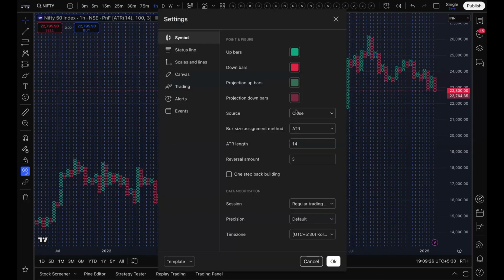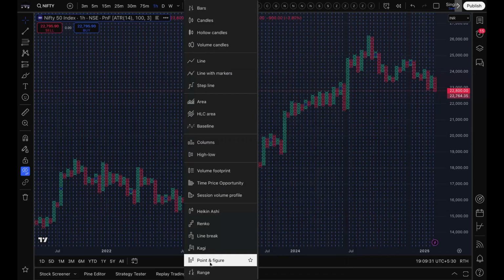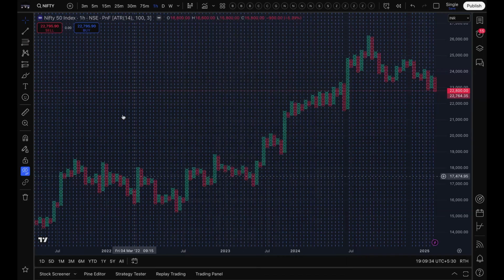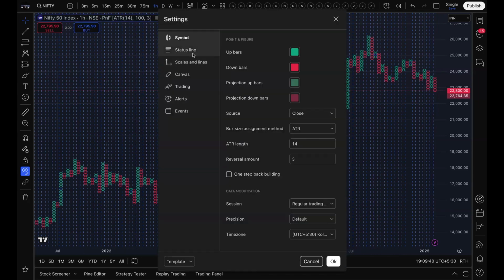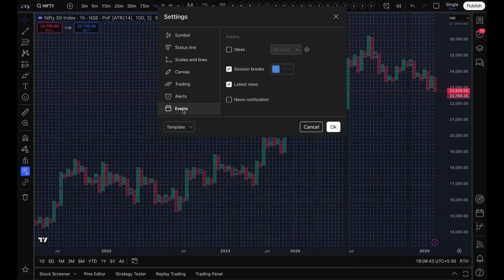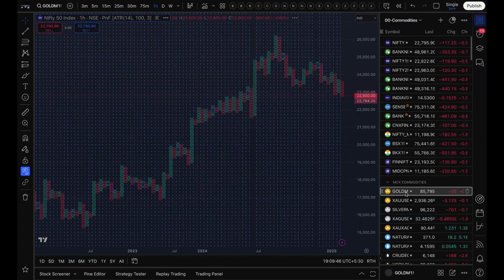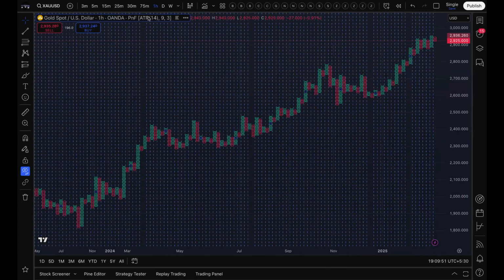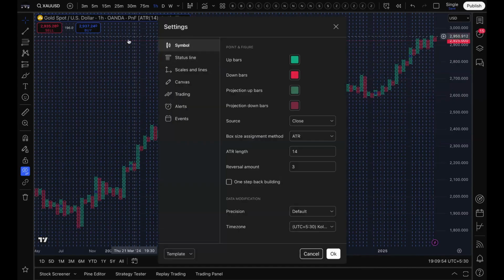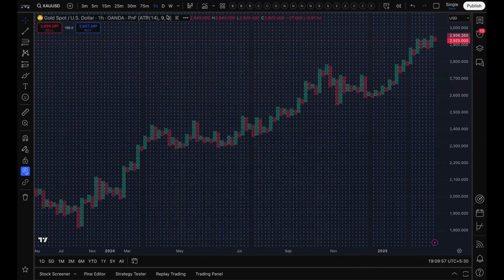I'm just trying to see where you can change some of the parameters. Okay, point and figure chart. It is taking the ATR on 9 and 3, but I'm just trying to figure out, there was a way. I don't use this chart so frequently, so I'm just trying to figure it out.